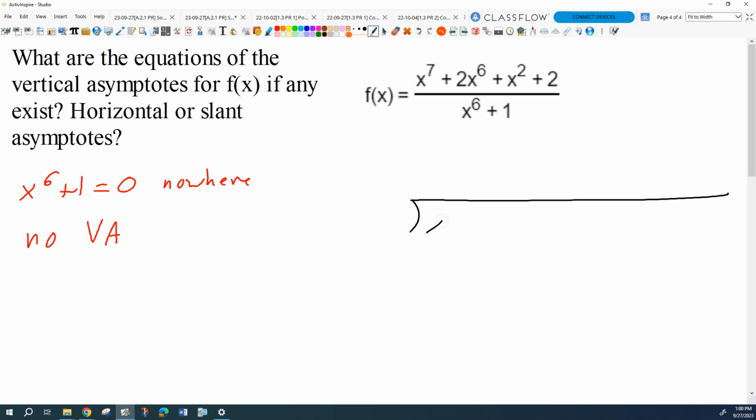This is kind of a pain, but we've got x to the 7th plus 2x to the 6th plus 0x to the 5th plus 0x to the 4th plus 0x cubed plus x squared plus 0x plus 2. Okay. Out front, what goes out front? Denominator. I can just leave the denominator compacted. I don't need to write zero coefficients. So x to the 6th plus 1.